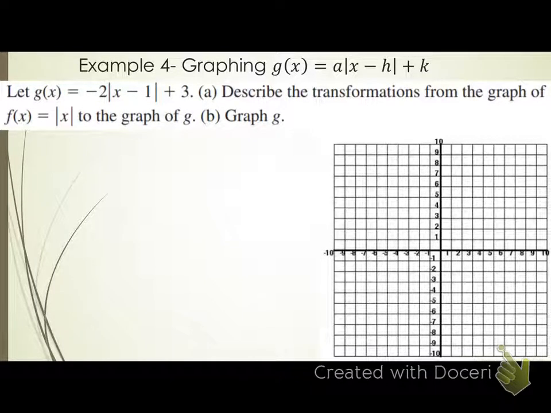Let g of x equal negative 2 times the absolute value of x minus 1 plus 3. It says describe the transformations from the graph of f of x equals the absolute value of x to the graph of g. So it wants me to describe the transformations that occurred before I even graph it.